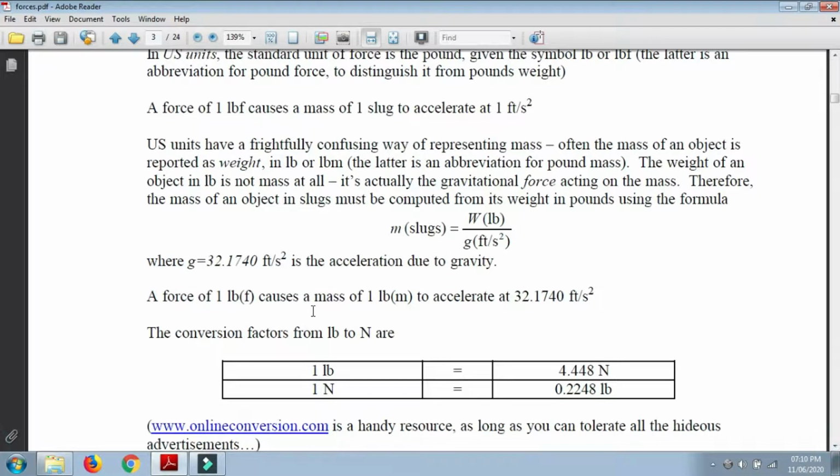A force of 1 pound force causes a mass of 1 pound mass to accelerate at 32.174 feet per second square. The conversion factors are 1 pound is equal to 4.448 Newton. So if you have 1 pound force and I ask you to convert it to Newton, you just need to multiply it by 4.448 Newton. And the other way around, 1 Newton is basically 0.2248 pounds.